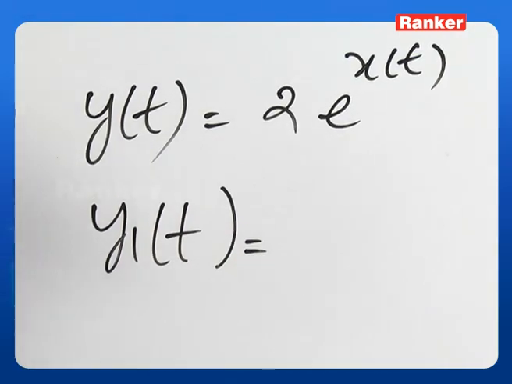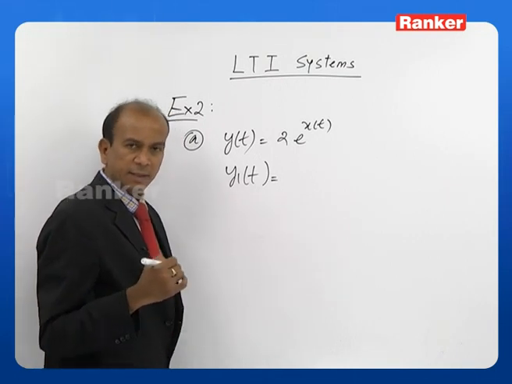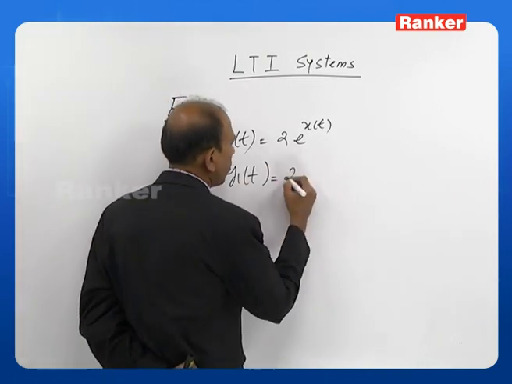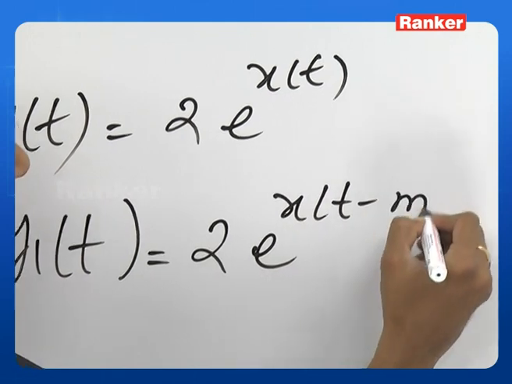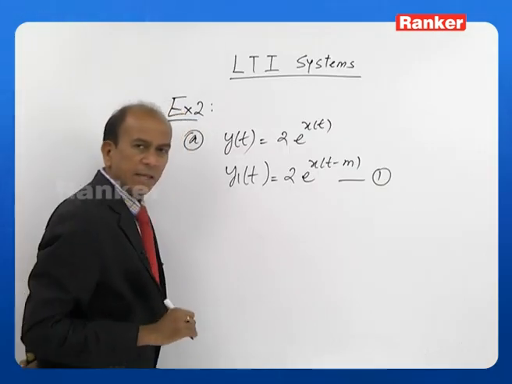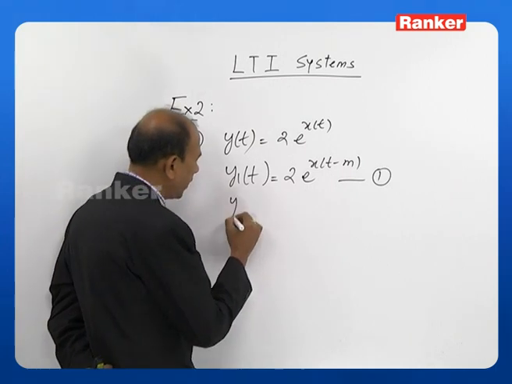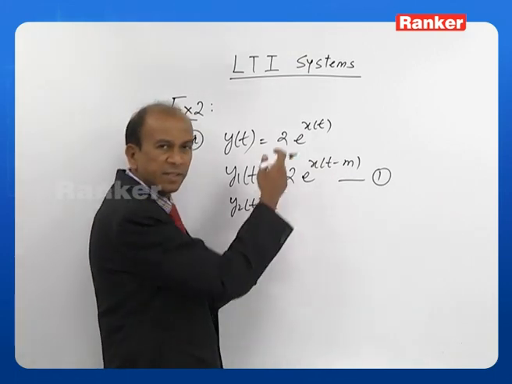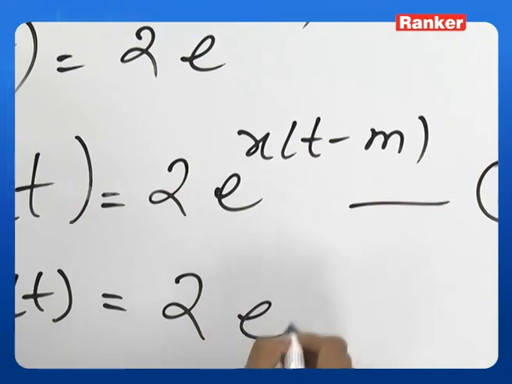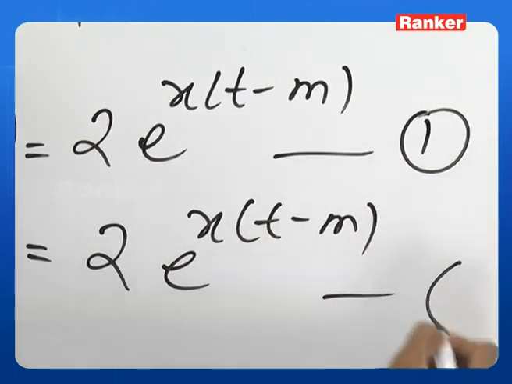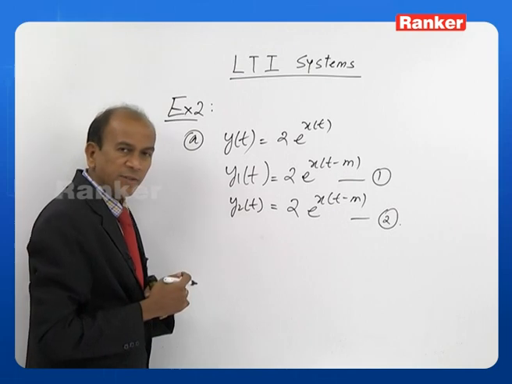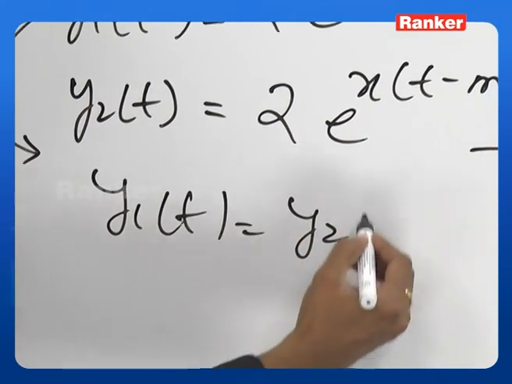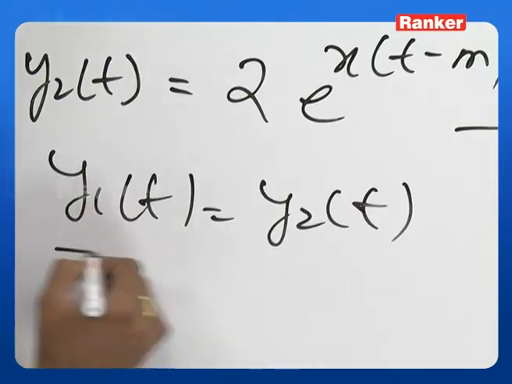y1 of t, where the input is delayed by a certain time m, is a response of that, isn't it? So this will be equal to e to the power of x of t minus m. So this is my y1 of t. Similarly, how do you calculate y2 of t? y2 of t is where I delay my output response. That again will be the same, because this is again a delayed response to the system. Now as you see here, both of them are equal. y1 of t is equal to y2 of t. Then the system is what now?